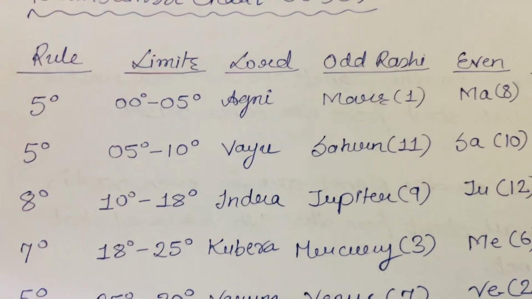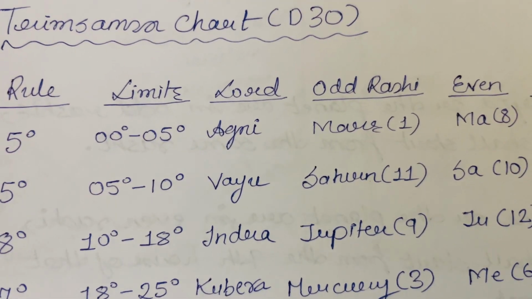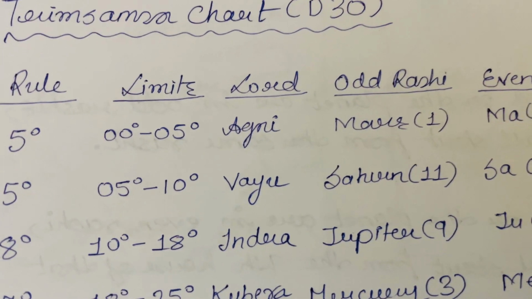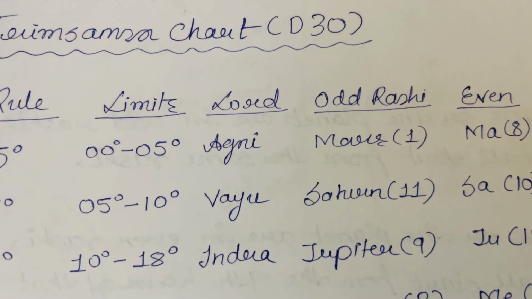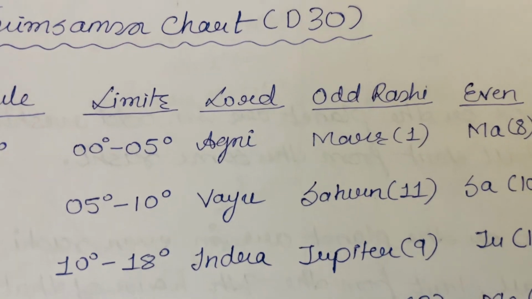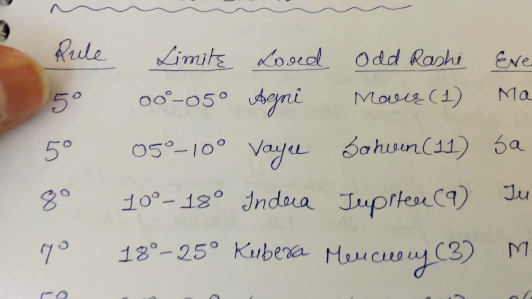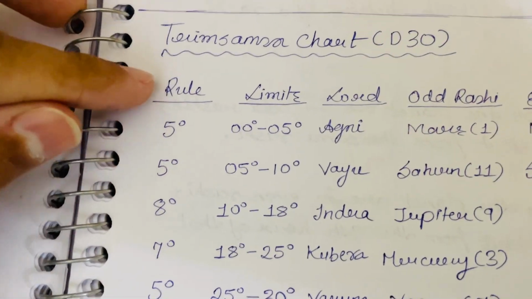Similarly here also we are categorizing the signs as odd sign and even sign, or you can say odd Rashi or even Rashi, however way you want to label and understand that. Now the rule 55875, you have to write it.